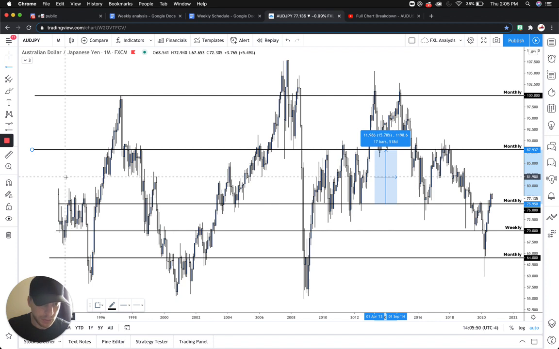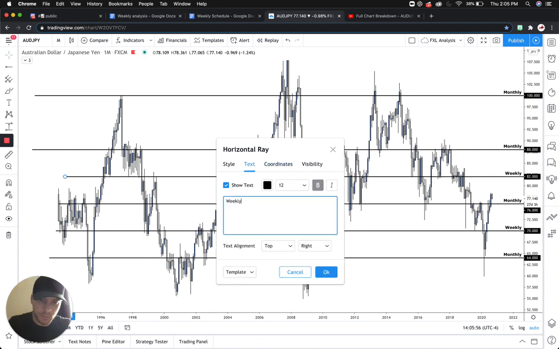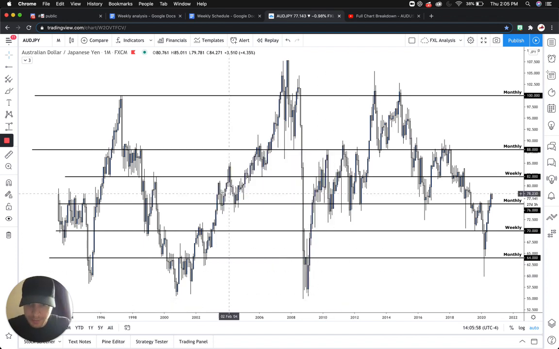Next zone's right here. Pretty much 82. Weekly. And does this make sense? Yep. Support here, resistance here. Overlap there, but still rejected. So resistance and support. This was just a wide range here, so that didn't really respect it. On the lower time frames it did, but not overall. Here again, support, resistance, good level. And then the final level.